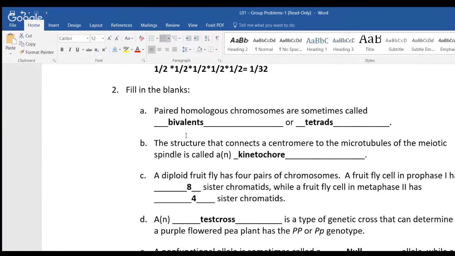For part B, we want to know the structure that connects the centromere to the microtubules of the meiotic spindle. It's called the kinetochore. So the little space that acts like a belt on the chromosomes, making them link together like that, it's called the kinetochore, and the meiotic kinetochore microtubules will come and connect to that. But we already know that they mentioned the meiotic spindle, so they're talking about the kinetochore and not the microtubules.